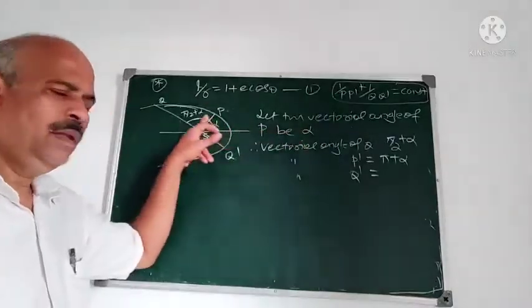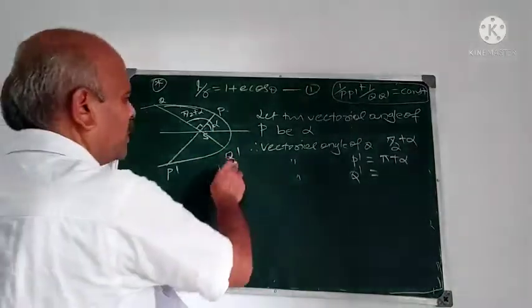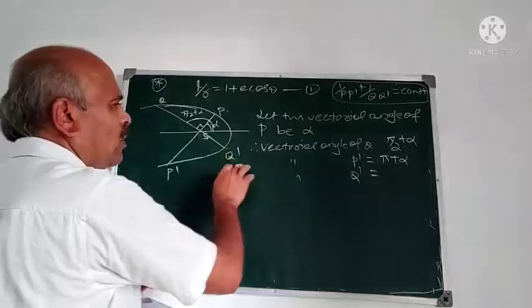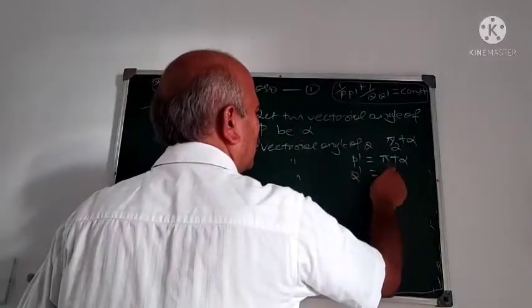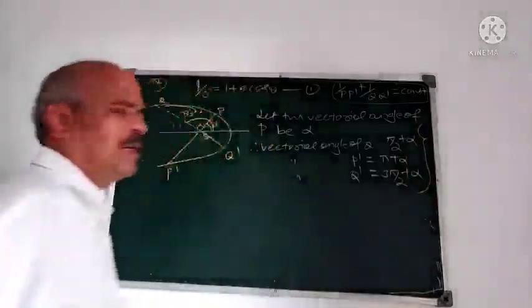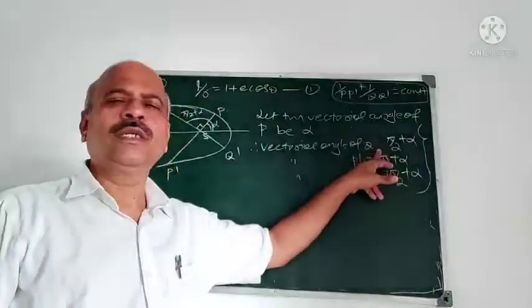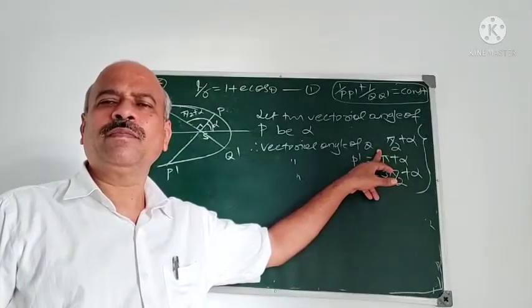And the axis is taken as the initial line. Now, what is the vectorial angle of Q dash? Therefore, 3 pi by 2 plus alpha. This plays a very important role. In this problem, this is the important step.